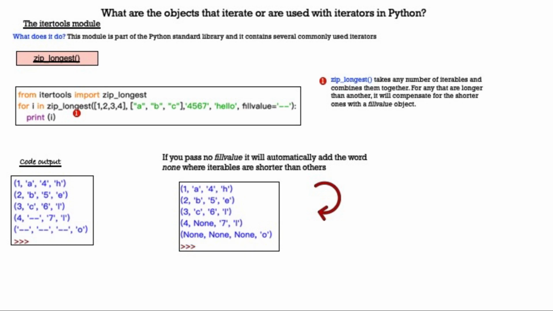So for i in zip_longest, I have 4 different elements. I have 2 lists and 2 strings. My fill value the first time again was dash dash. So you see how it prints out. The longest element there is 5 characters long, so it has to compensate for all the rest of them. It takes 1 from each. The first position from each is 1A, 4H. Second time we're still good: 2B, 5E. Third time 3C, 6L. Now we get into trouble. The 4 is good. We have nothing from the second list. 7's good and L's good. And the last time around, we've exhausted everybody except the last O in the string hello. So that's how it works.